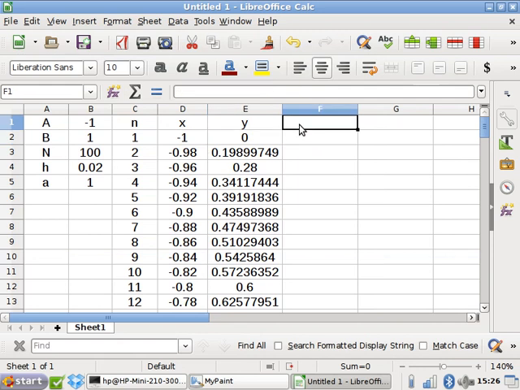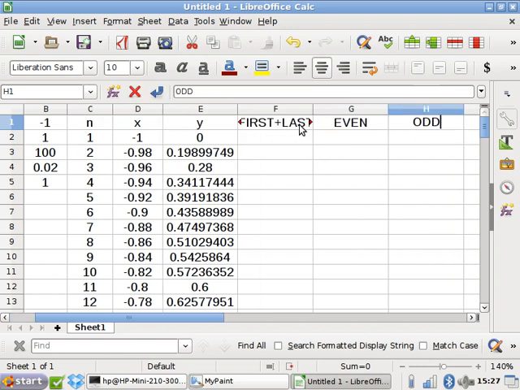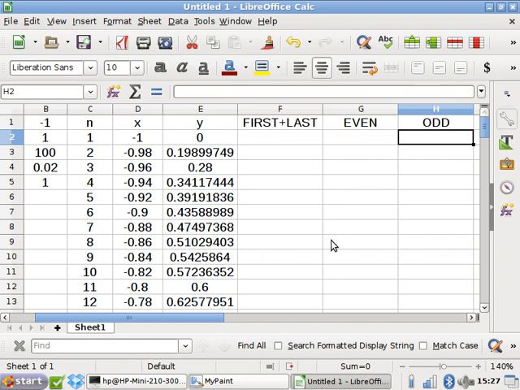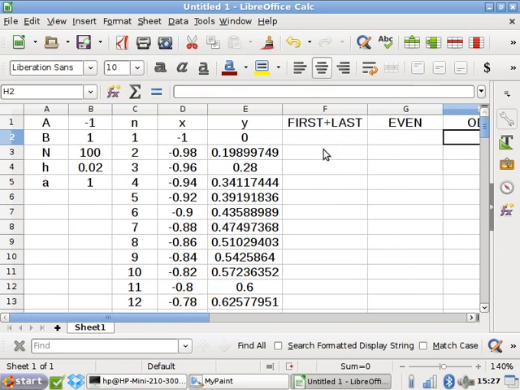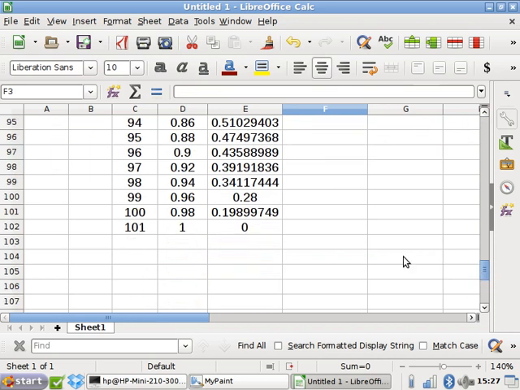So we need to have Simpson's rule, which is first, last, twice the evens, and 4 times the odds, isn't it? So let's make 4 columns. This one can be for first and last, and this one can be evens, and this one can be for odds. So in this one, all we have to do is copy the first one and copy the last one.